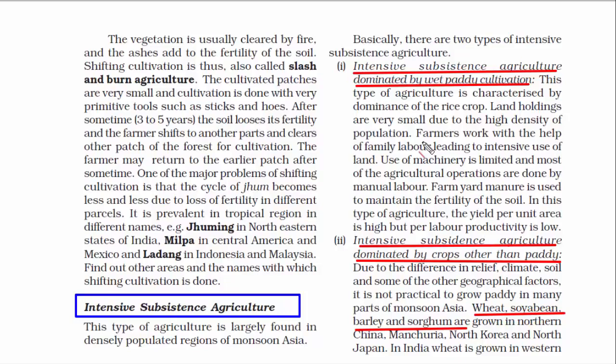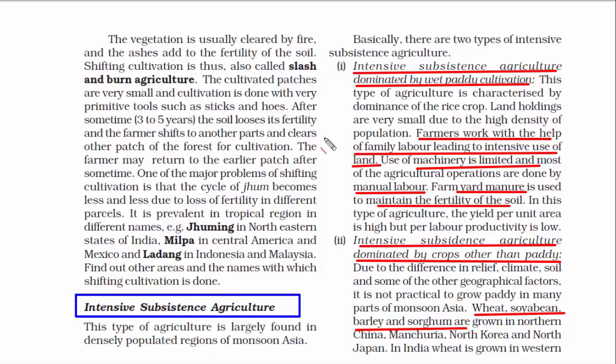One more thing that we need to understand is that in intensive subsistence agriculture, farmers work with the help of family labor. Since most of the output is self-consumed by the farmer's family, hence there is not much profit involved. So family labor is the only alternative to having outside labor. Again, due to lack of profit, use of machinery is limited, and most of the agricultural operations are done by manual labor. And they also rely on natural farm manure instead of packaged fertilizers.